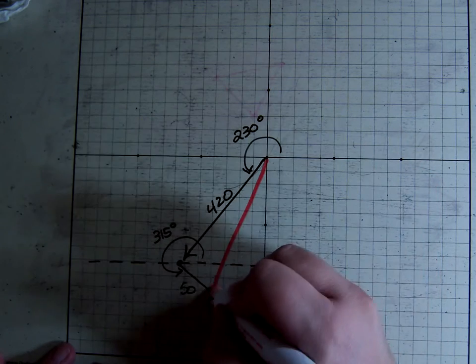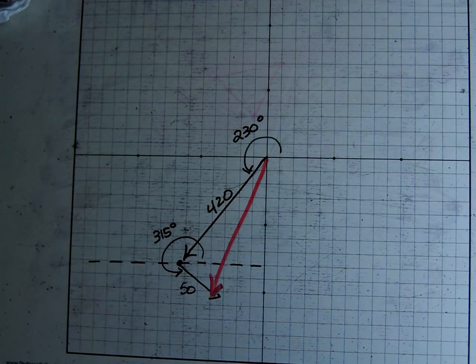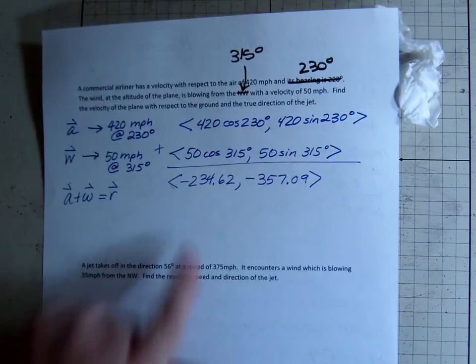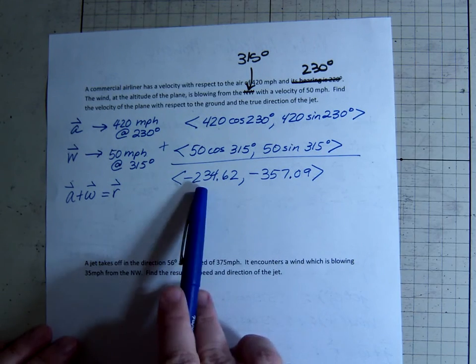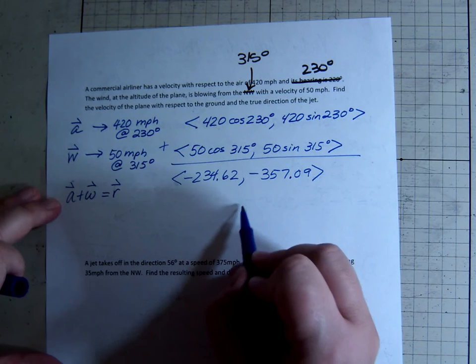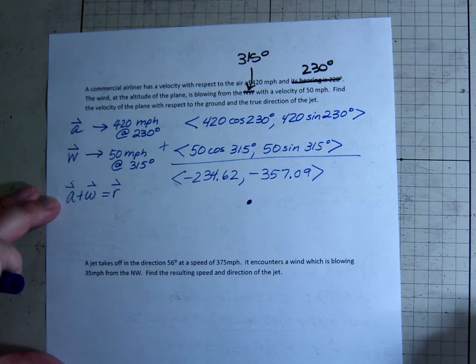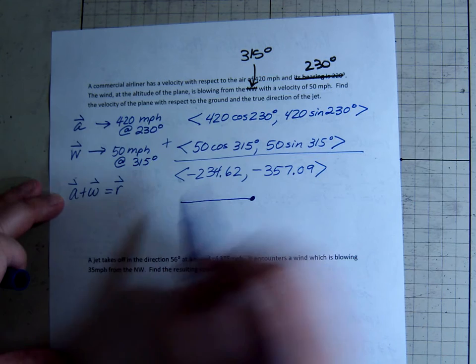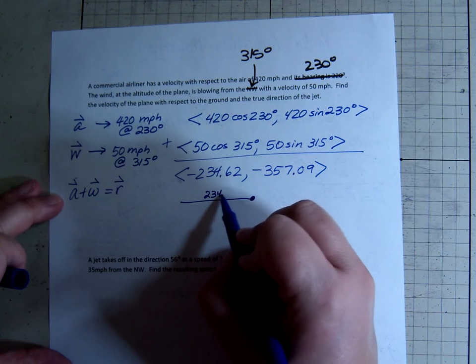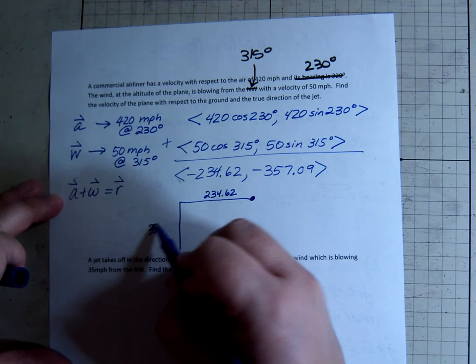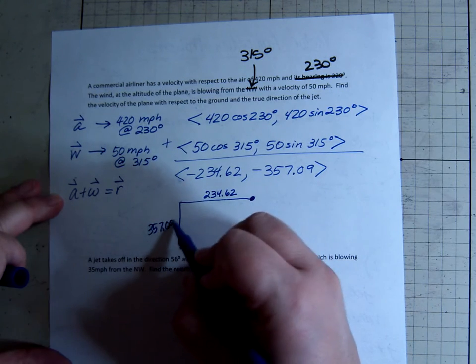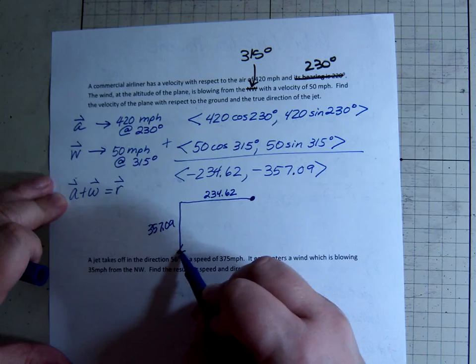So it's going down and to the left. Here's where my resultant is going to be. That makes sense because I got negative, negative. Negative, negative means go down, go to the left. Left first, down next. So I'm starting out, here's my initial point for the vector, go left 234.62 and down 357.09. Now you notice I'm not putting the negatives because I'm just thinking of this as a right triangle.